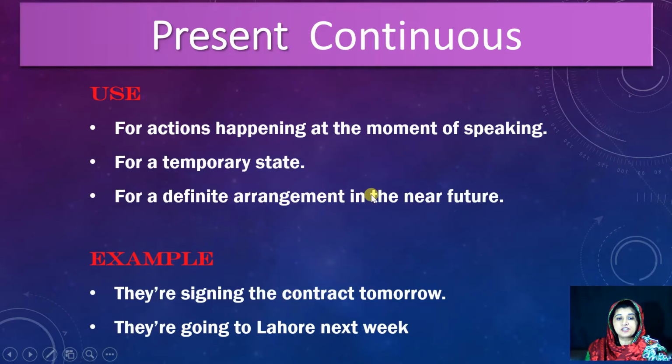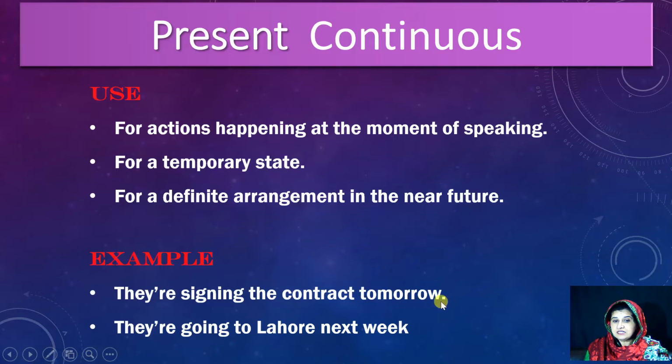For a definite arrangement in the near future. Are you shocked that we are using present continuous tense for future activity? Yes, we use this tense for future activity as well, particularly to show the definite arrangement. For example, they are signing the contract tomorrow. They are going to Lahore next week.